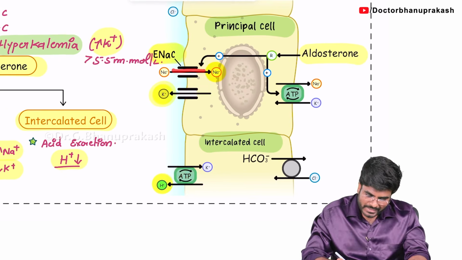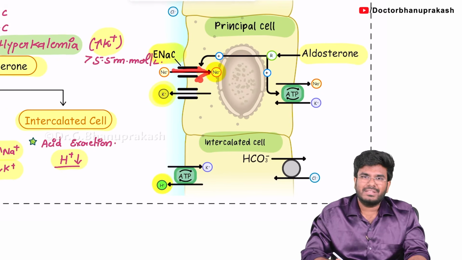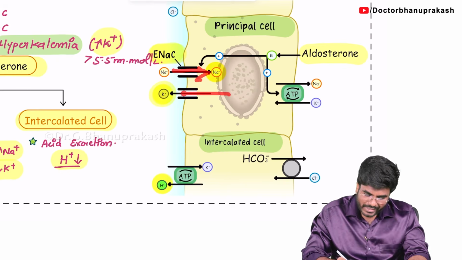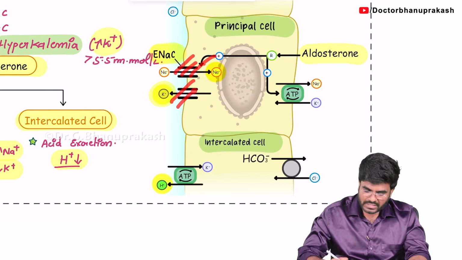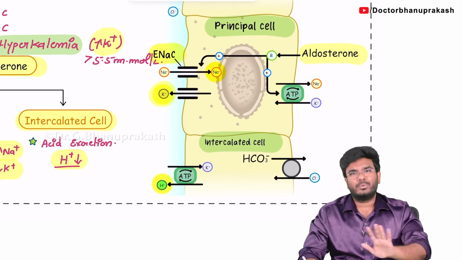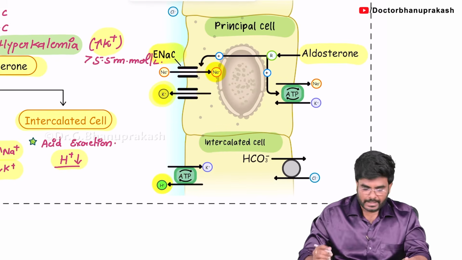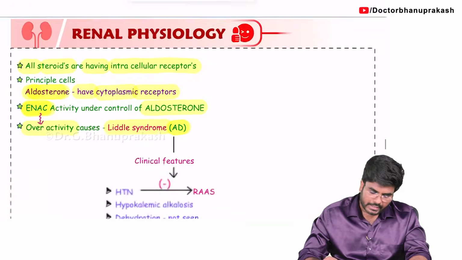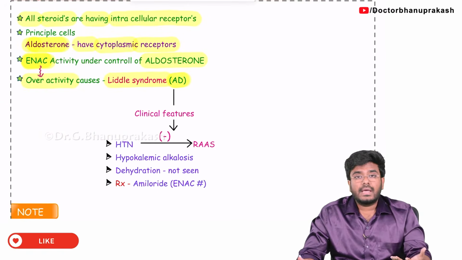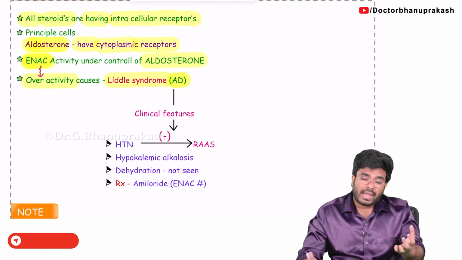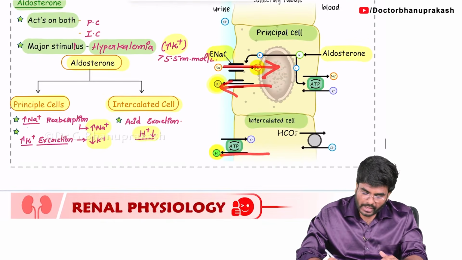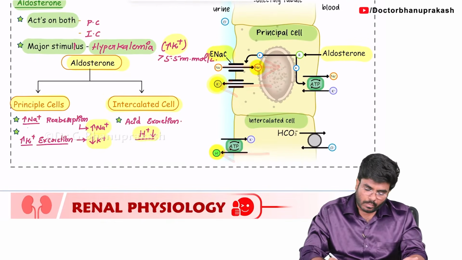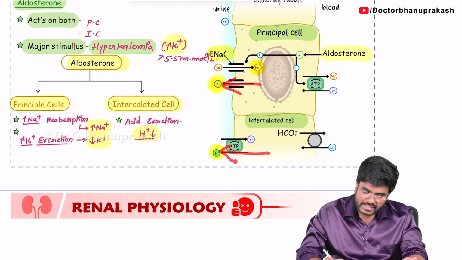When more sodium is coming into the cell, when more positive charges are coming into the cell, in order to maintain the balance, more potassium will automatically go away. So if one channel is overactivated, all other channels also, compensatorily, do excessive activity. Now you tell me, what happens in Liddle syndrome? These channels are overactive. So what will happen to sodium reabsorption? There will be more sodium reabsorption and more potassium and more acid excretion.